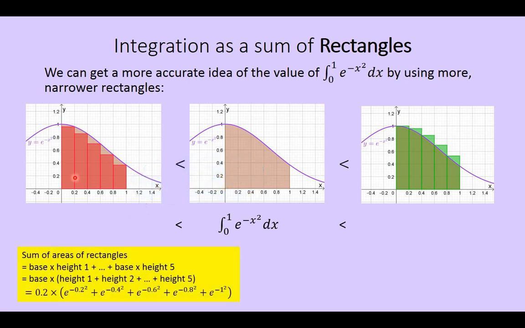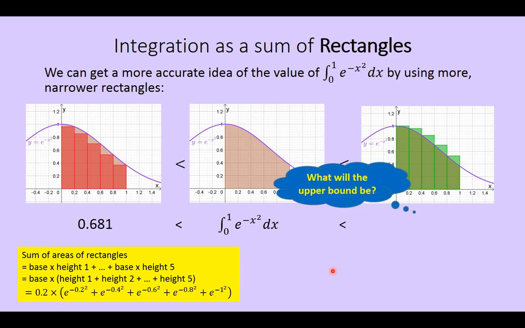So here we go. Let's just remind ourselves. We're doing base times height for every rectangle and add it up. Because the base is the same 0.2 for all of the rectangles, we can take that out as a common factor, and we just need to worry about the heights. The heights are the y-coordinates from the graph where the x-coordinates in this example are the right-hand side of the rectangle. So we've got 0.2, 0.4, 0.6, 0.8 and 1. If we add all those up, times by 0.2, then we're going to get around about 0.681.